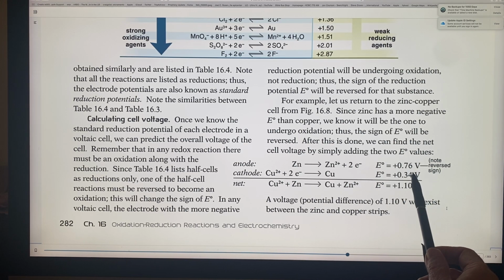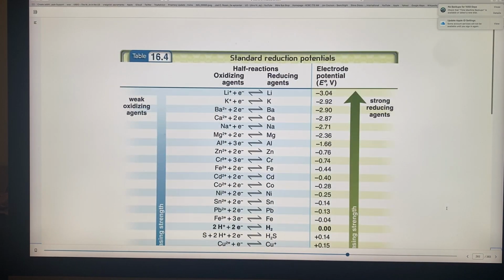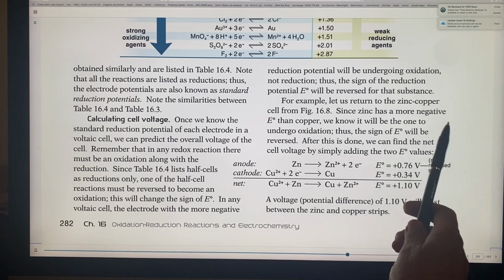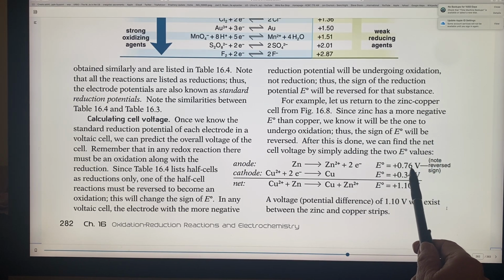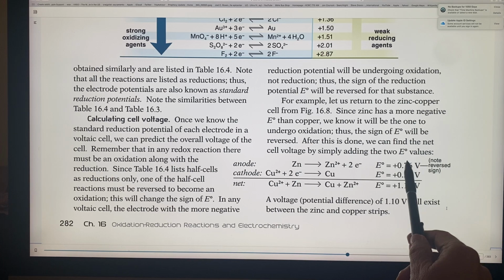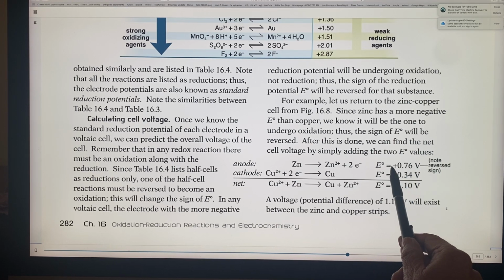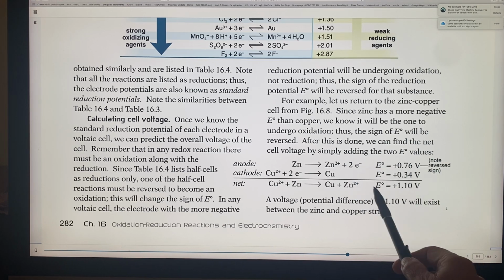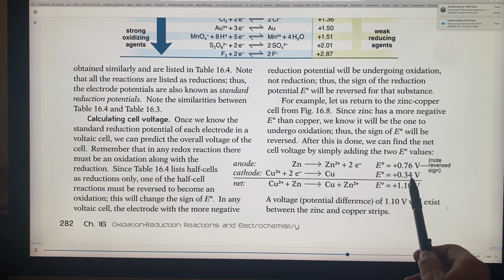So now we're going to put in the E for zinc. Again, what is the E? The standard reduction potential relative to hydrogen. We put in the E, and I thought it was negative 0.76. We had to reverse it because it's going to act oppositely. It was negative 0.76, but we're going to change it to positive 0.76 because it has changed from reduction to oxidation.